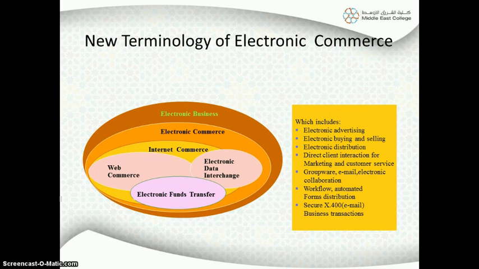So in a nutshell, you can say electronic commerce is more than ordering goods from an online system. It can be advertising, buying and selling, electronic distribution, direct client interaction for marketing and customer service, groupware, email, electronic collaboration, workflow automated form distribution, and so many other things.